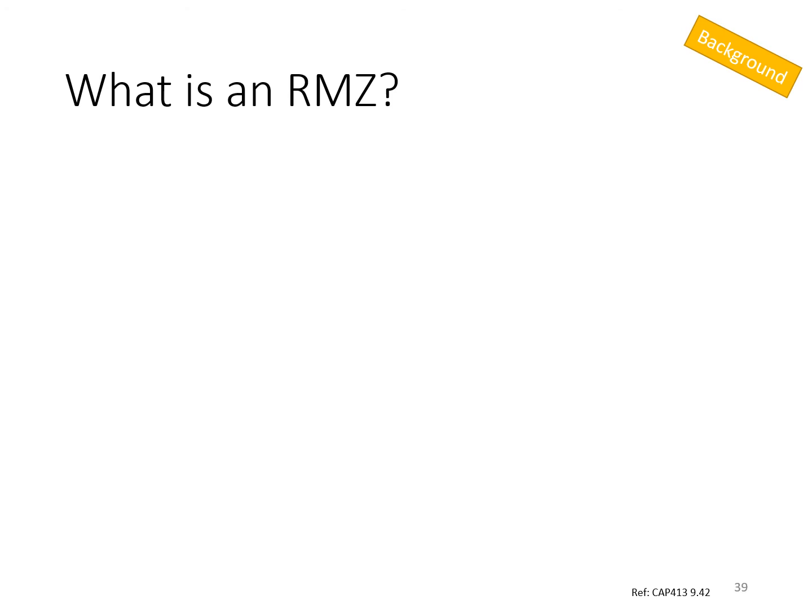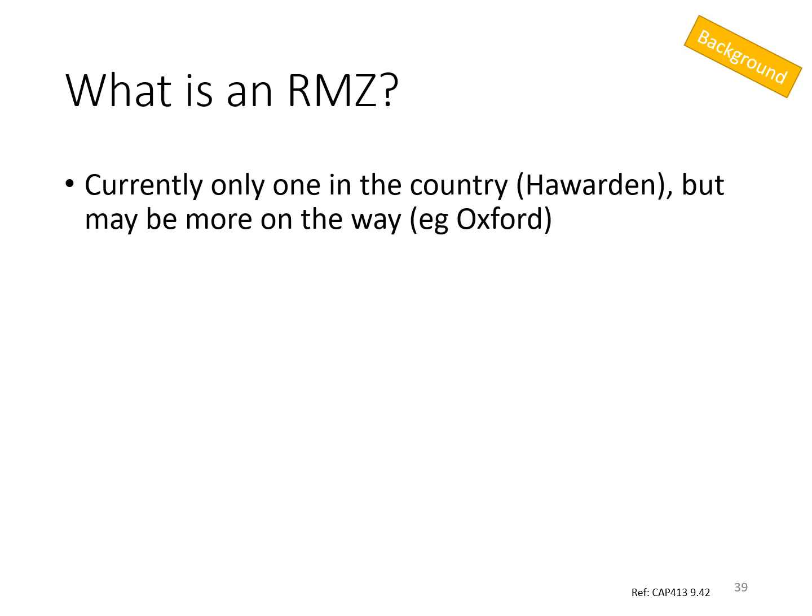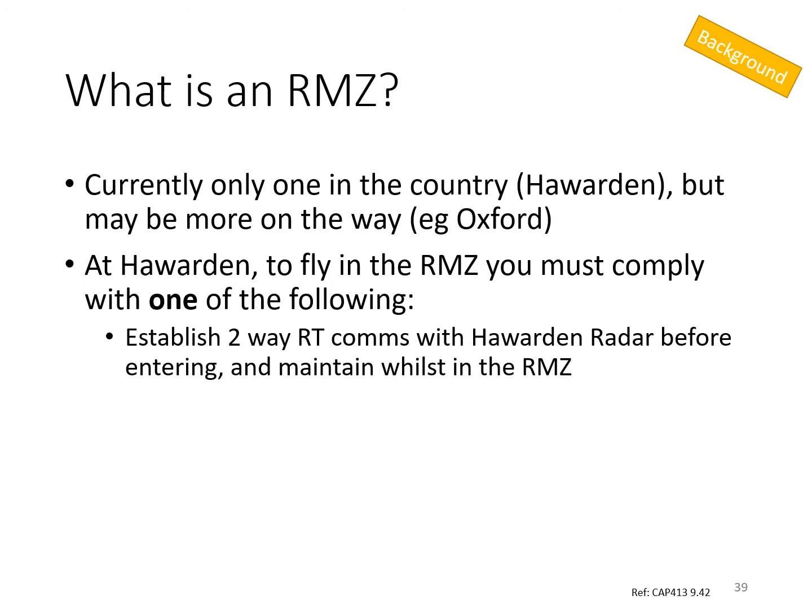In the example flight, we talked about the letter of agreement with Cambridge being like a radio mandatory zone, or RMZ. But what is an RMZ? As of 2019, there's only one in the country, and that's at Harden. But there may be others on the way. The exact rules for each of them may be set individually, so you need to check. But in principle, an RMZ is a piece of airspace where you need to be in two-way radio contact with the controlling authority in order to enter.